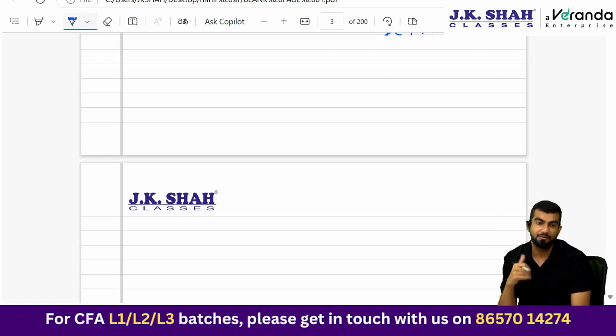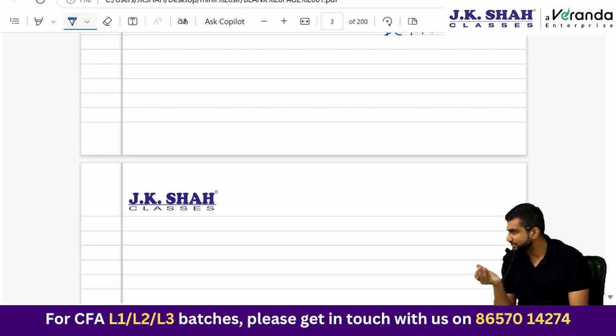Equity shares cannot be classified as available for sale, and logically speaking they cannot be classified as held to maturity because equity shares do not have a maturity date, right? But when it comes to debt securities under US GAAP, I can classify them under any: held for trading, available for sale, and held to maturity.